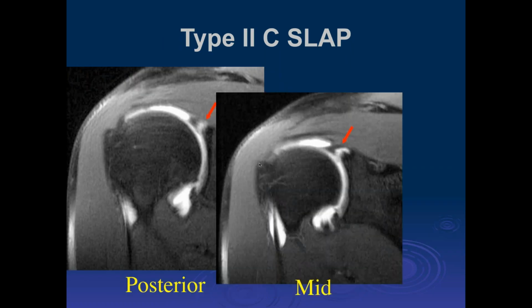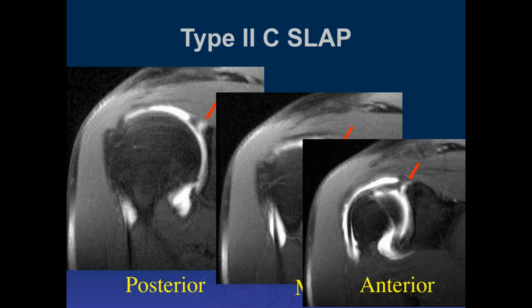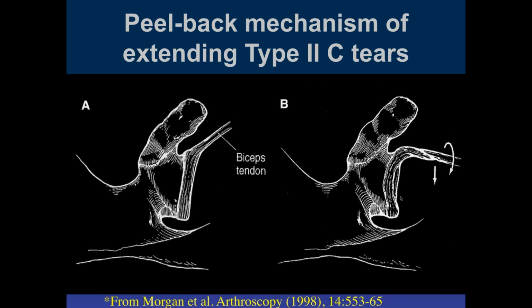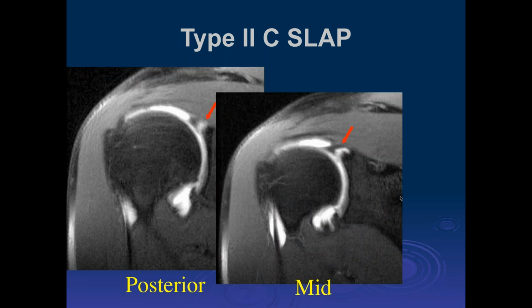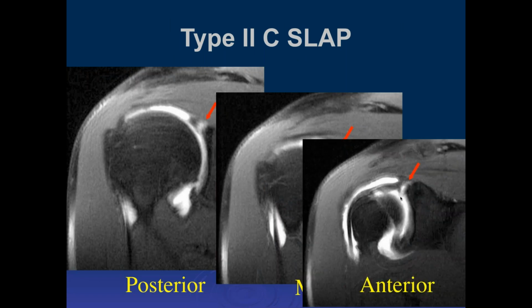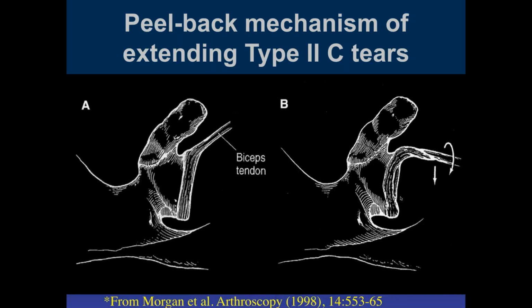It's posterior. We can see it back there. You can see it coming out. It starts posteriorly and goes through the biceps anchor. We can see here it may even be involving the biceps anchor, and it is involving the biceps anchor, but then it's going further. To be a type 2 means it involves the biceps anchor. So that's a type 2C.